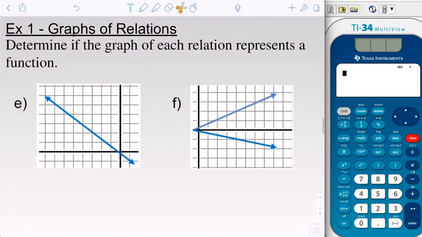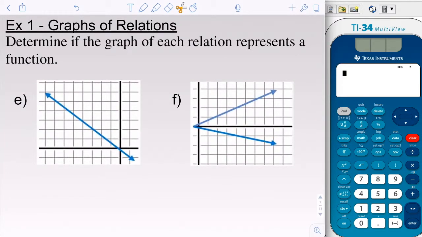Okay? Here are 2 more for you to try. If you could please pause the video, try these 2 on your own, and when you are ready to continue, hit play, and we'll go through it together. All right, so let's see.